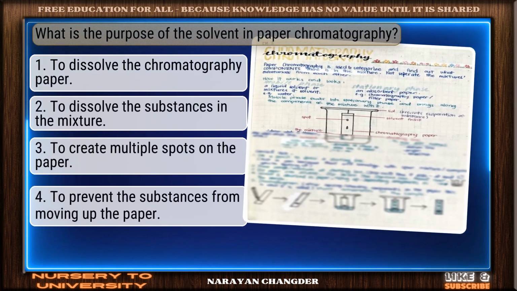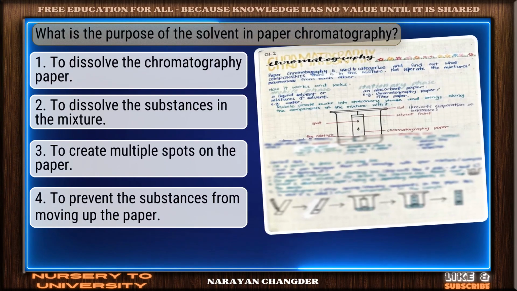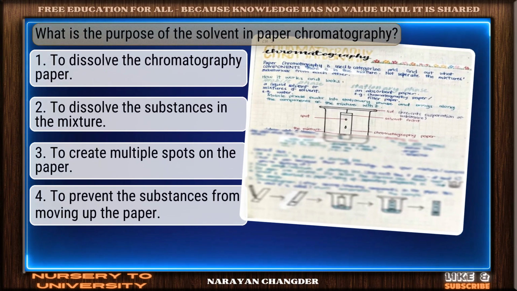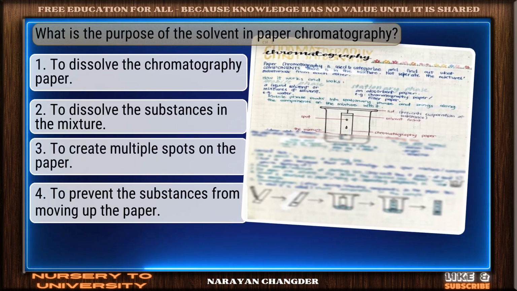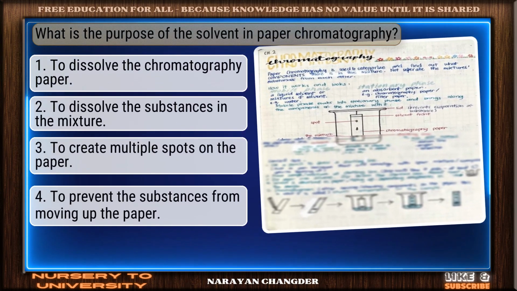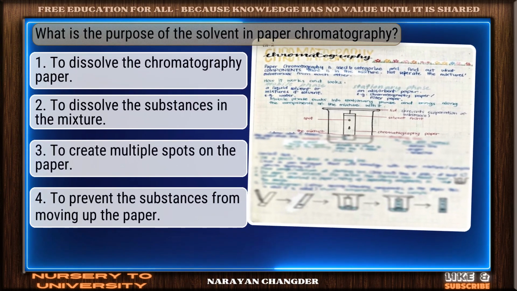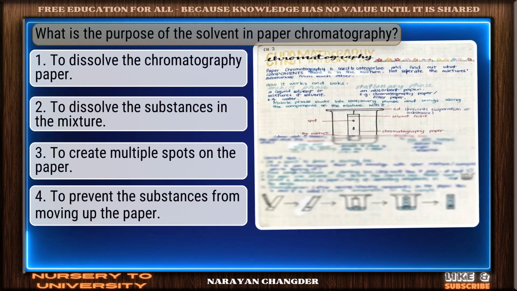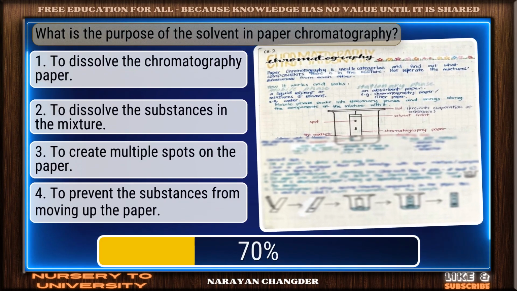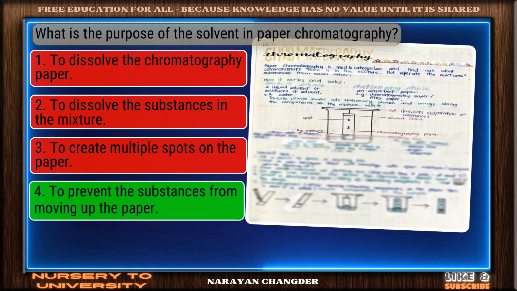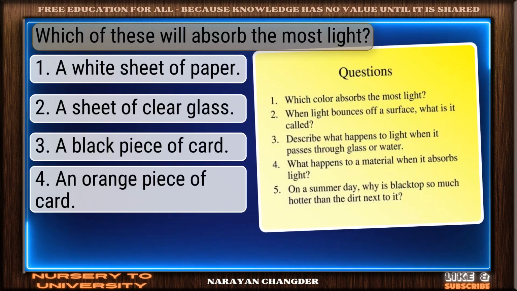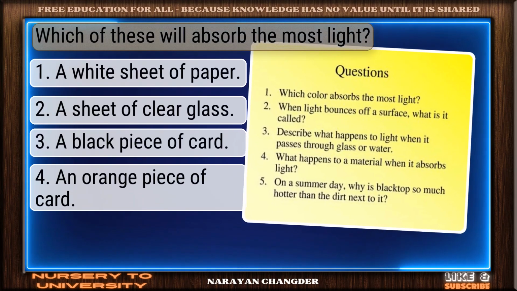Option 1, to dissolve the chromatography paper. Option 2, to dissolve the substances in the mixture. Option 3, to create multiple spots on the paper. Option 4, to prevent the substances from moving up the paper. Well done, to prevent the substances from moving up the paper. Which of these will absorb the most light?